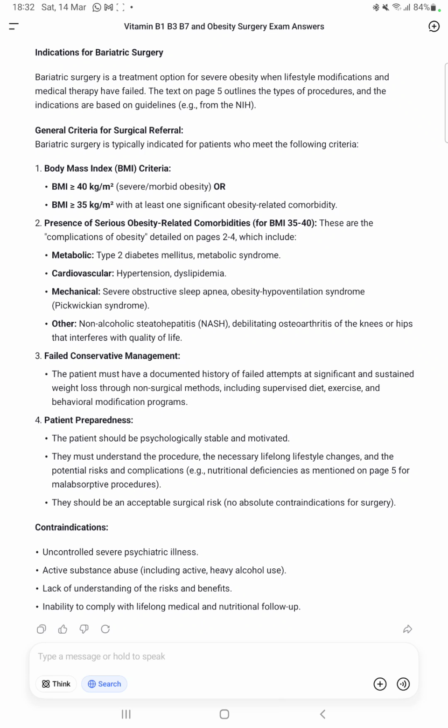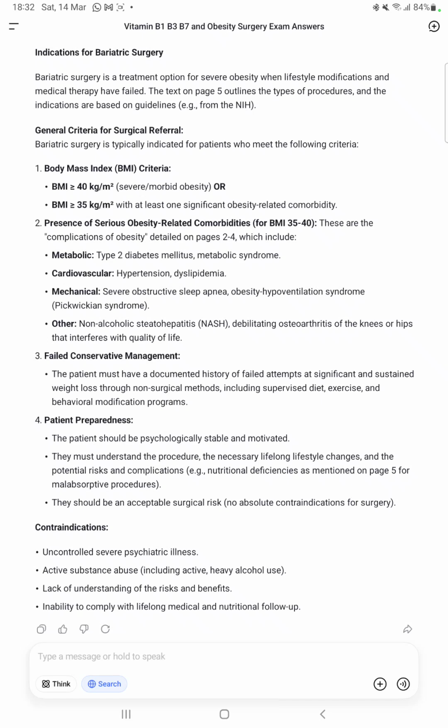cardiovascular complications like hypertension, dyslipidemia, or mechanical ones like severe OSA, that is obstructive sleep apnea, or obesity hypoventilation syndrome. Obesity hypoventilation syndrome is also called Pickwickian syndrome. And other conditions include non-alcoholic steatohepatitis and debilitating osteoarthritis. If there is failed conservative management, the patient must have a documented history of failed attempts at significant weight loss even after exercise, supervised diet and behavioral modification programs.